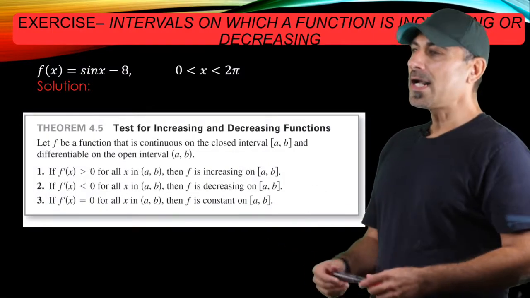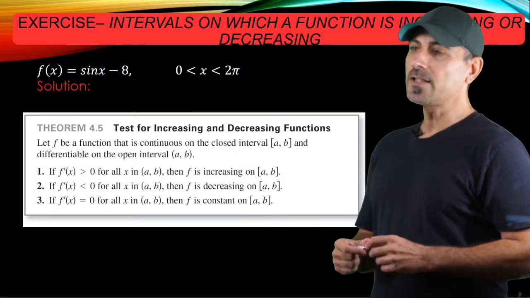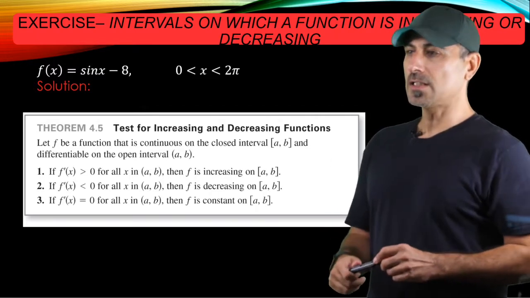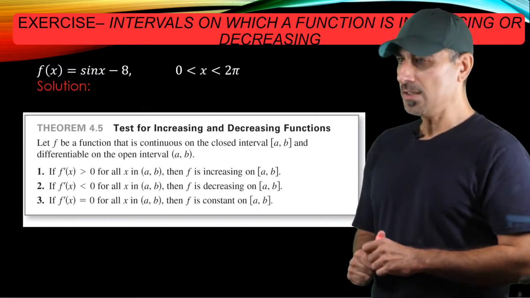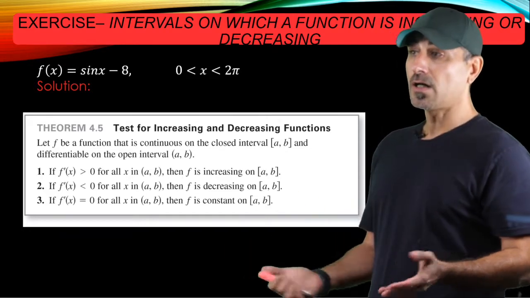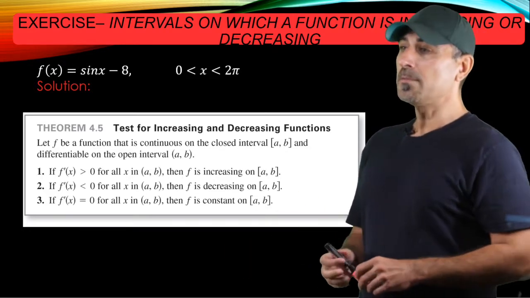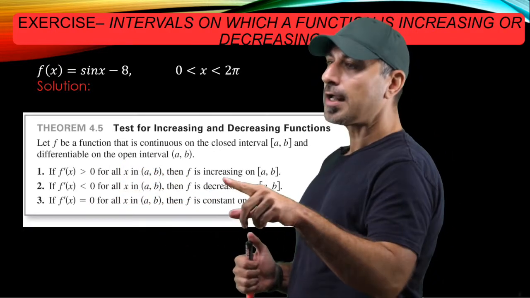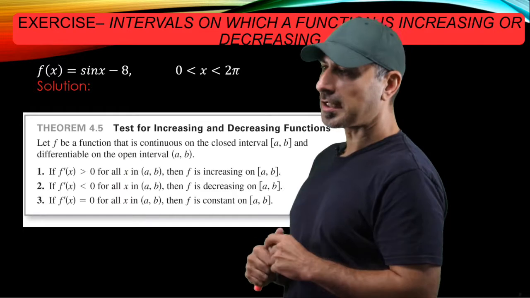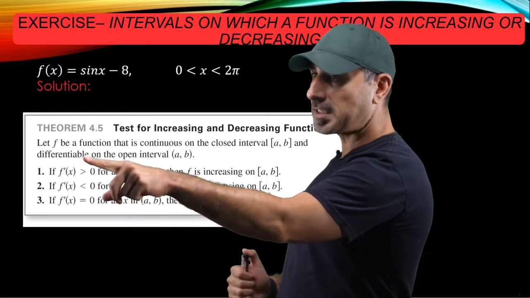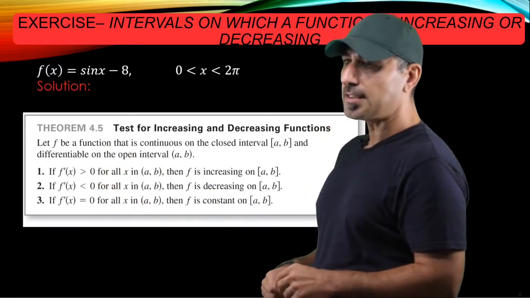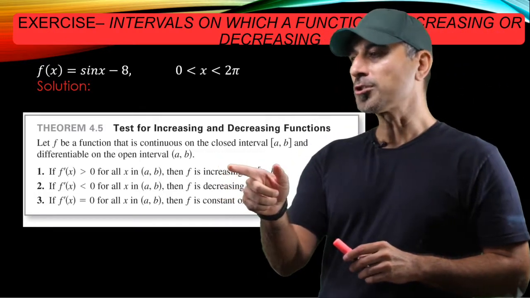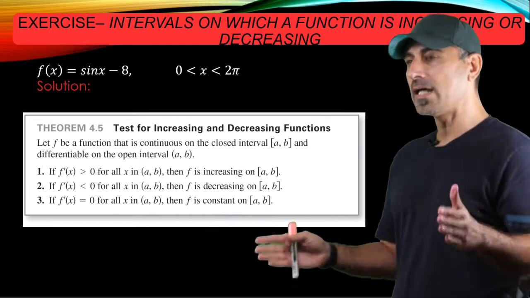Let me just remind you the test for increasing, decreasing functions. If you have a continuous function on the closed interval a and b, and differentiable function on the open interval a and b, then by looking at the sign of f prime, you can determine whether f is increasing or decreasing. For example, in the first case, if f prime is strictly positive for all x in the open interval a and b, then the conclusion here is that f is increasing all the way on the closed interval a and b.